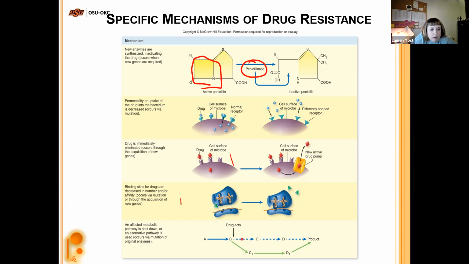And then these ones, sorry, this is number 4, in case you guys aren't keeping up. These ones will alter themselves so that the drug can't bind as well. So it has a change in the ribosome, for example, in that picture, that makes it so that the drug can't bind as well and inhibit it. That's an example there. Or the drug might act at this pathway, but then the bacteria develops other pathways in order to get to the final product. You might see that with a sulfa.